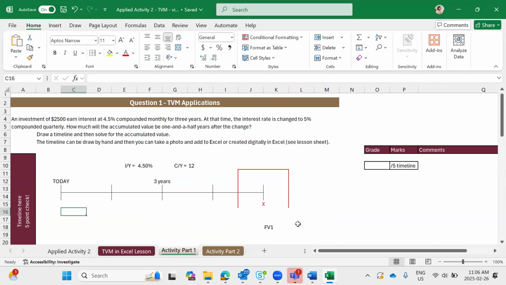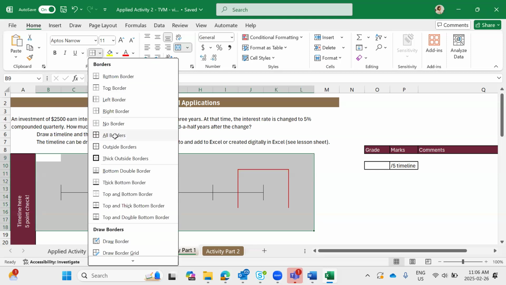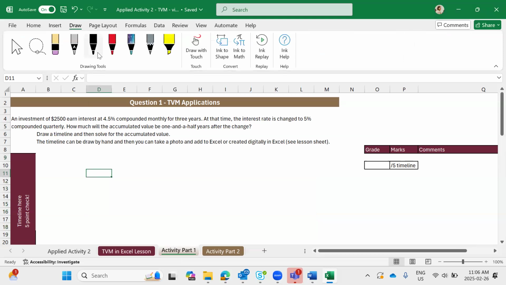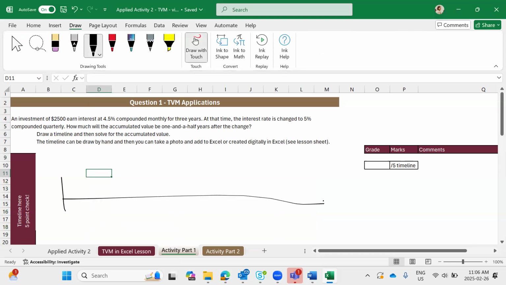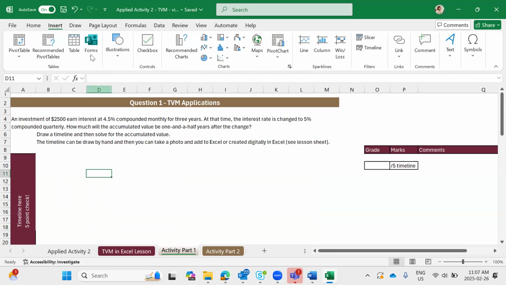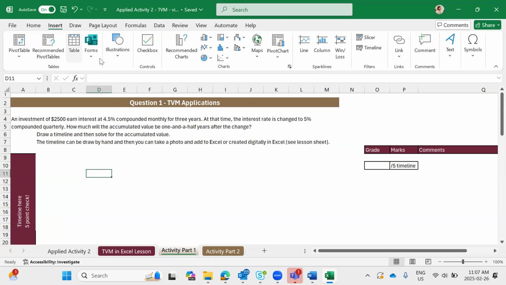If you don't like that method and you'd prefer to still create a timeline by hand, you can. Number one, if you have a tablet or something like that, you can draw in Excel. So if you have a tablet where you can draw neatly, feel free to actually draw out your timelines in Excel. I'm using my mouse right now, so obviously I cannot be that neat. But if you have that tablet, you can draw directly in Excel. Finally, a last option is you can draw it on paper by hand. Once you've drawn it on paper by hand, you can take a picture.